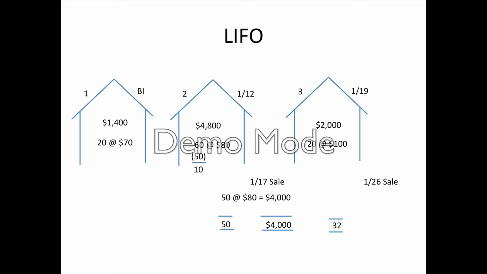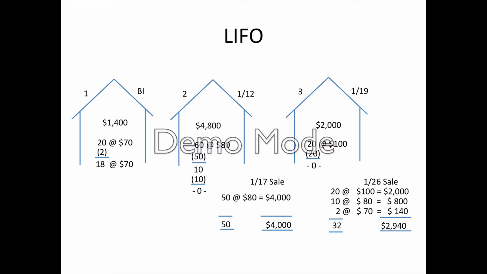Now for the January 26th sale, we would look to the last in, which are in garage 3, or the January 19th purchase, to get those 20 units. But we still need 12 more units. We can get 10 units from garage 2, or the January 12th purchase, and the remaining 2 from garage 1, or beginning inventory. Then we add up the amounts to get the cost of goods sold for the January 26th sale.